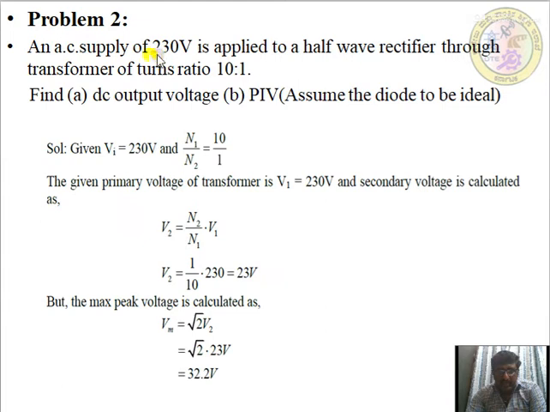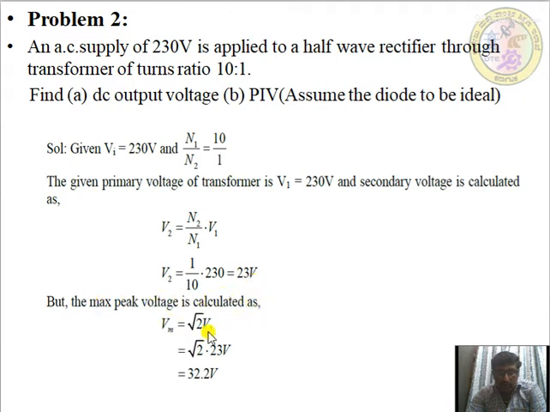First, the given values: the AC supply voltage Vi is equal to 230 volts, and the turns ratio is given as N1 by N2, that is 10 by 1. The primary voltage of the transformer is V1 equal to 230 volts, and the secondary voltage is calculated as V2 is equal to N2 by N1 into V1. So V2 is equal to 1 by 10 into 230, and we will get the V2 value as 23 volts.